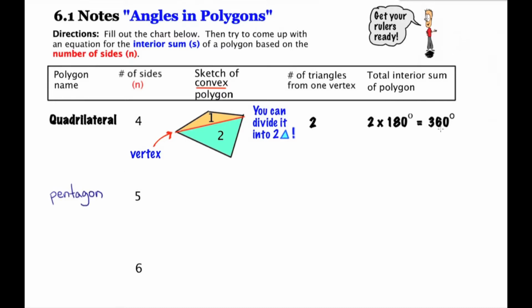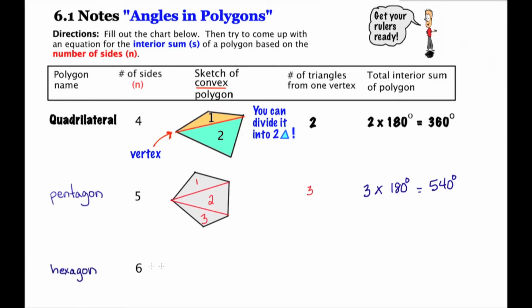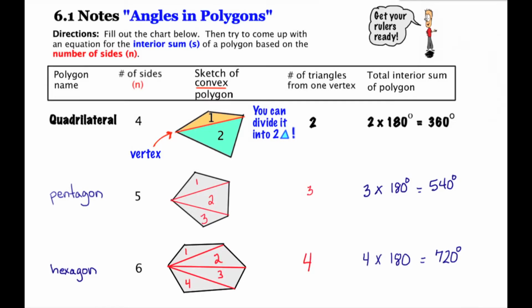A 5-sided figure is called a pentagon, and if we make a pentagon here and then draw a diagonal from one vertex, I end up getting 3 triangles. So if I take 3 times 180, I get 540 degrees. So the interior sum of a pentagon is 540. A 6-sided polygon is called a hexagon. If I then draw diagonals from the same vertex, I get 4 triangles. 4 times 180 is 720 degrees.